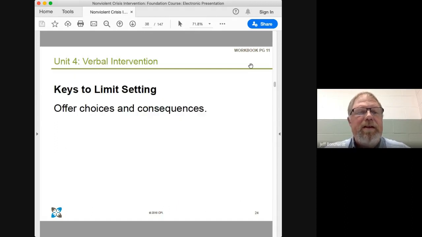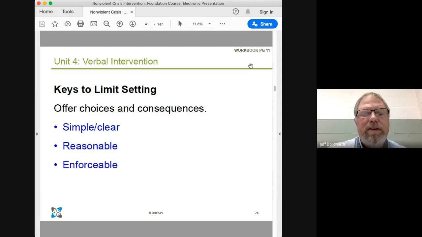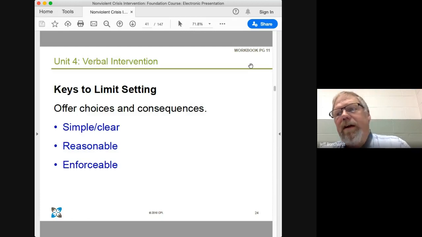Okay, some of the keys to limit setting. Basically, limit setting is offering choices and consequences. When we're setting limits, we want to make sure those limits are simple and clear, so that the student can understand them. We want to make sure they're reasonable. Do they make sense in the situation? Are the limits an overreaction to what's going on, or are they an underreaction?